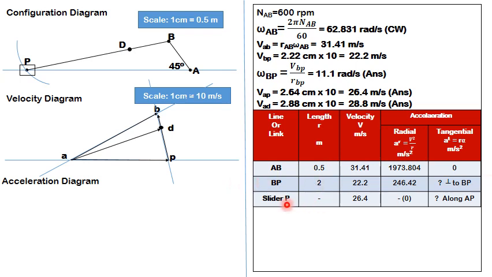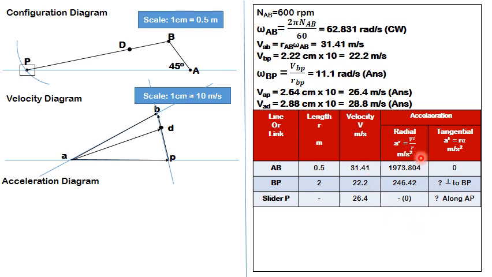Now for BP and slider P, we don't know the angular acceleration of these two components, but we know the direction in which this tangential acceleration component acts. For BP it acts perpendicular to BP, and for slider P, as it is moving on a horizontal plane, the acceleration should also be on the horizontal plane only, so it will be along the horizontal line AP only. So this much data is sufficient to draw the acceleration diagram.